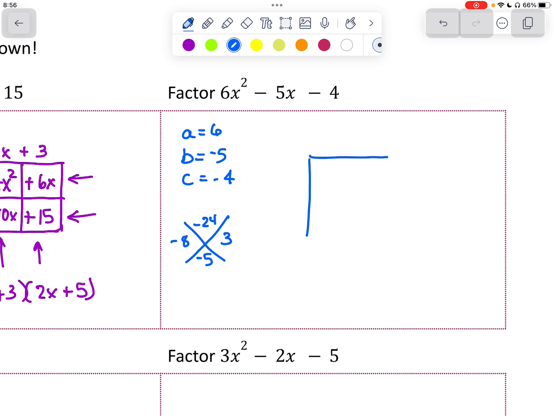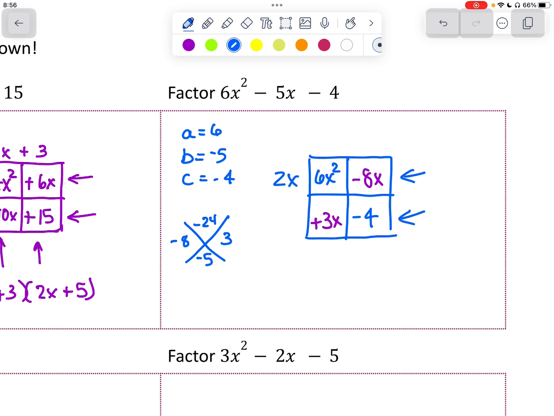I'm going to do this area model method. So 6x squared minus 4, and we have minus 8x plus 3x. And I look to see what they have in common. They have a 2x. And you don't have anything in common, so they have a 1. And these have a 3x, and these have a -4. So factored form is 3x minus 4 times 2x plus 1.